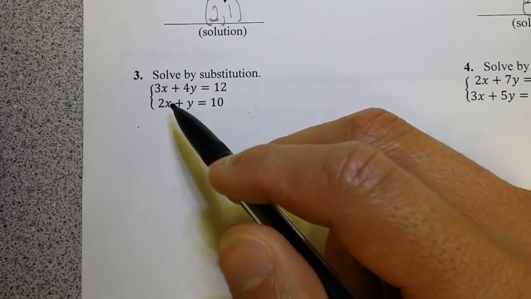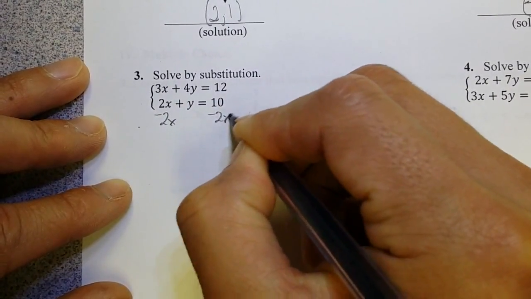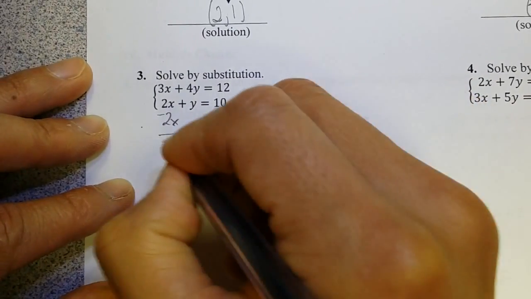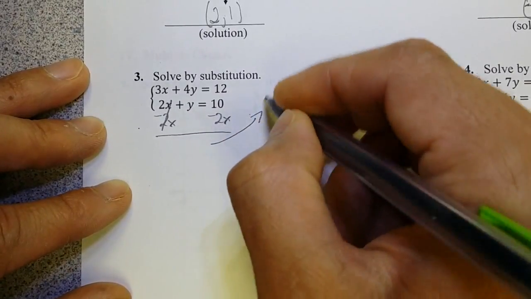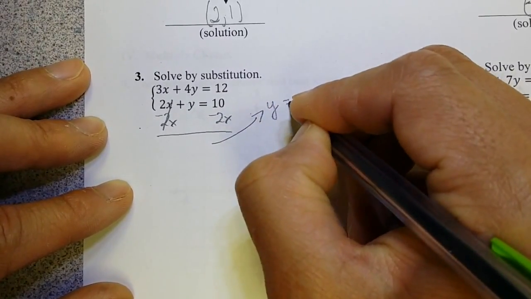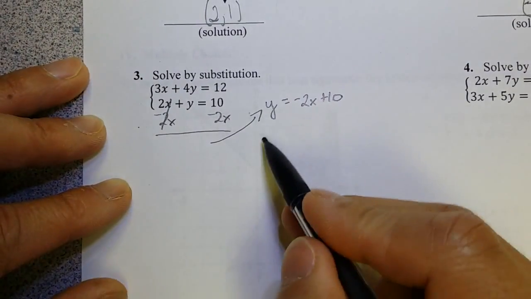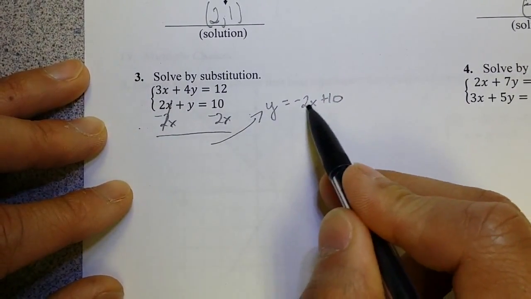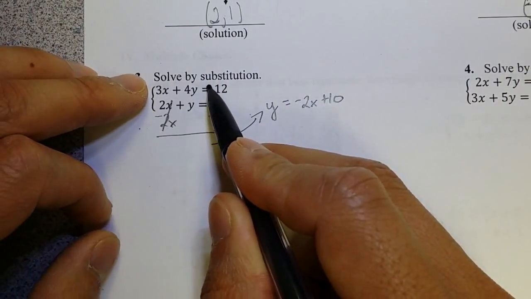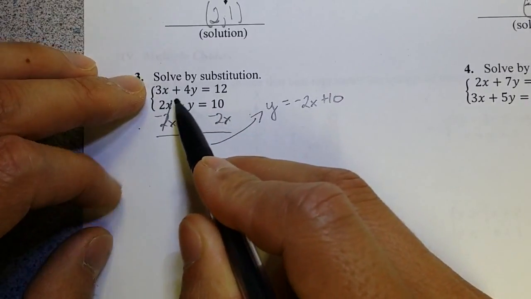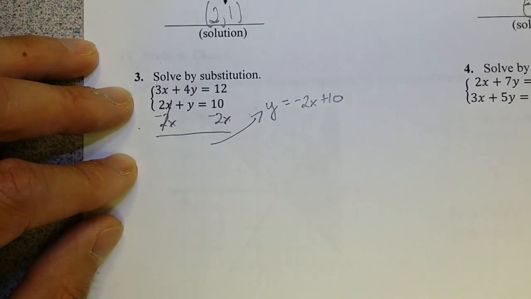So to solve for y, all you have to do is subtract 2x from both sides. And these 2x cancel out. I'm going to move it up here. So you get y equals negative 2x plus 10. So now you know y equals negative 2x plus 10. Now I'll use the other equation, and wherever there's a y, I'm going to plug this negative 2x plus 10 in.